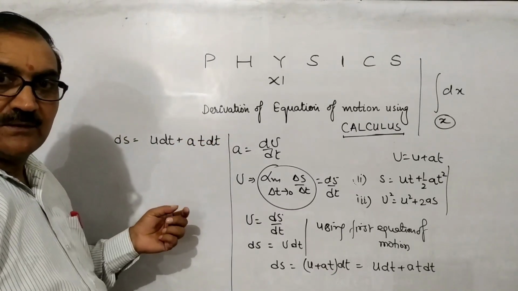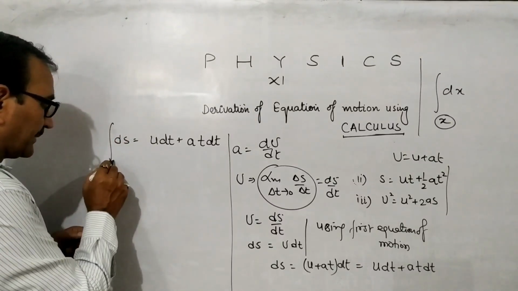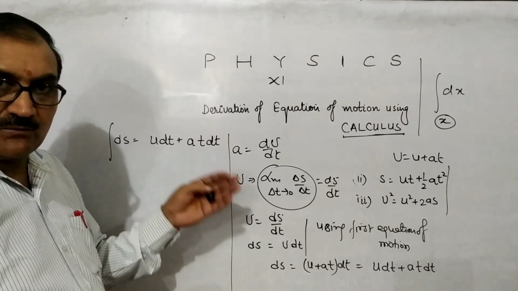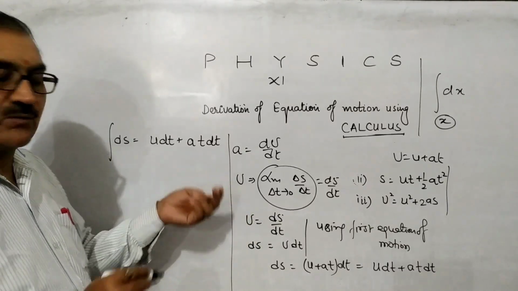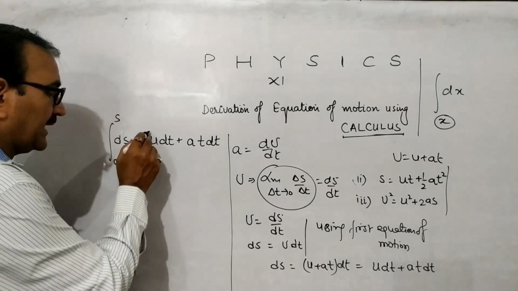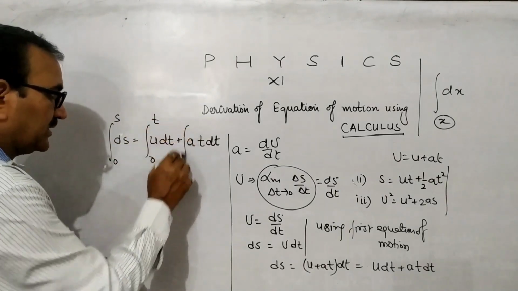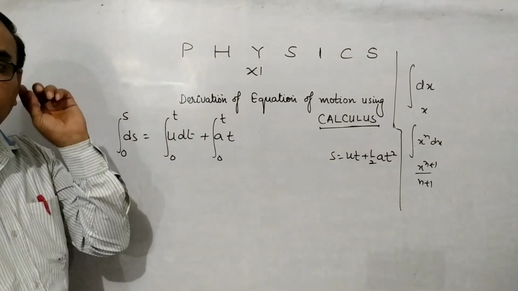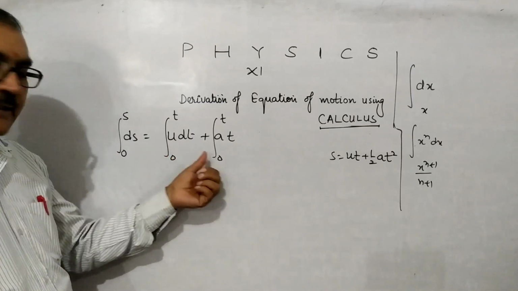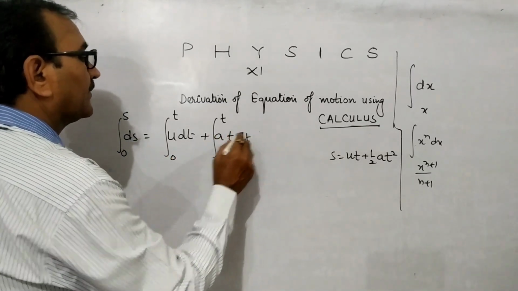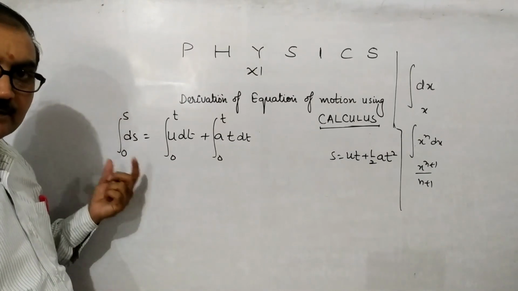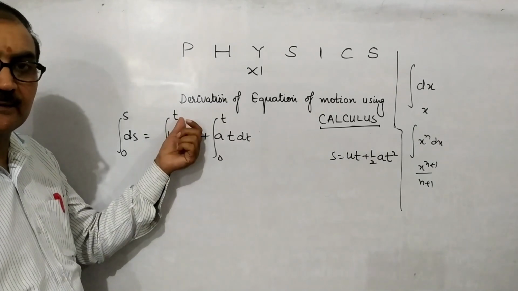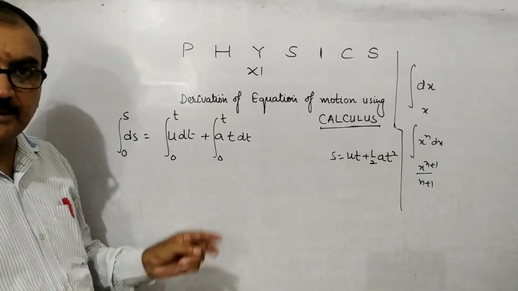Now integrate. This is related to distance. Suppose an object moves from 0 to t. The object, a particular moving body, covers the distance 0 to s, in how much time? 0 to t. See here, 0 to s, 0 to t, 0 to t. That means this is integration of ds and integration of dt here. That means we are calculating the distance covered by the body in time interval 0 to t. That is, from 0 to time t, how much distance it covers is the limiting value.